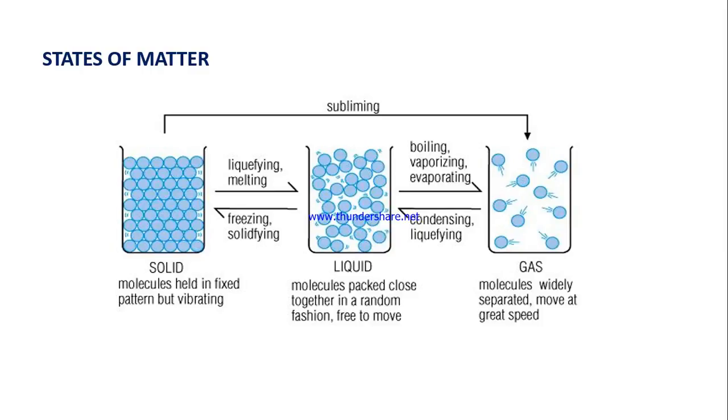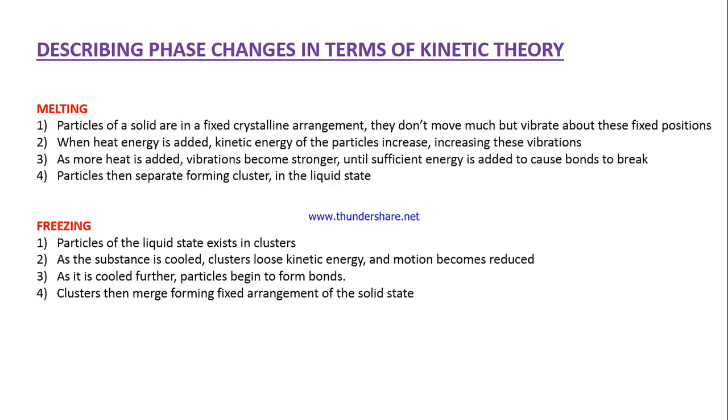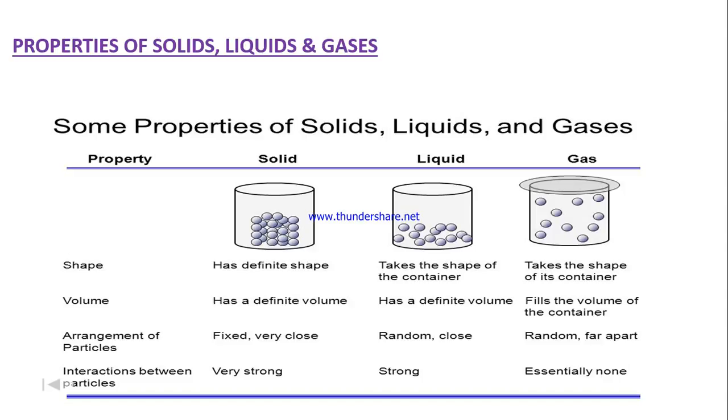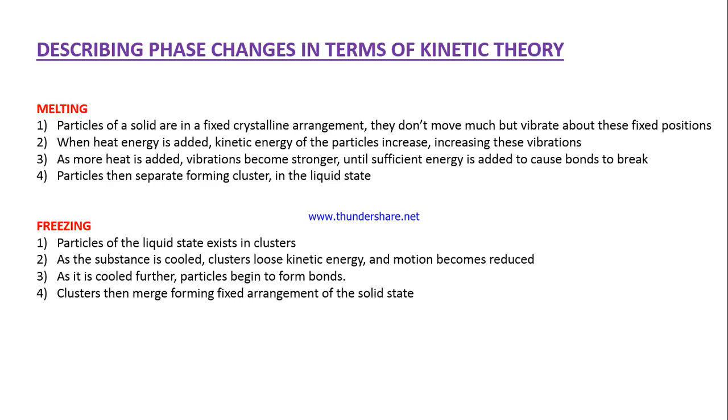But the most important thing about these processes is that you need to know how to describe them using the kinetic theory of matter. We'll look at the kinetic theory a little later, but it's important to know the differences between the properties of solids, liquids, and gases, and how the particles are arranged in those states, because it's important in describing it. So I've got two examples here to guide you along the way. Looking at melting, right?